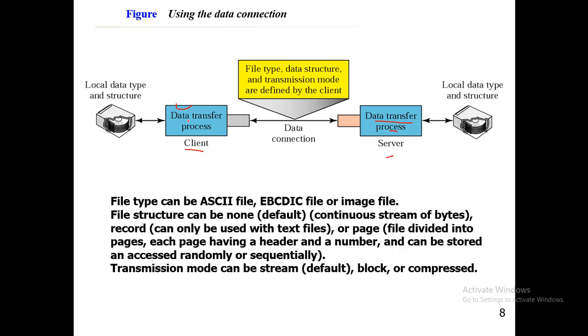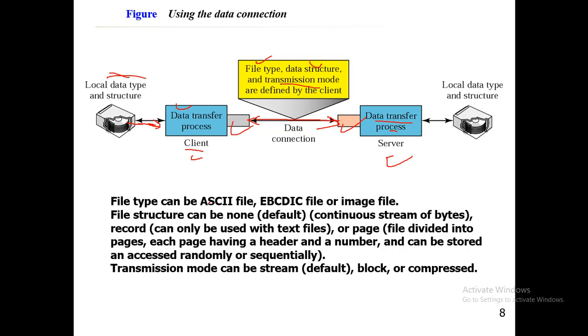So this is your data transfer process for the client, and this is your data transfer process for the server, and these are some local memories or data structures attached to them, so that you can copy or move any file you want to a memory location. And these are two ports. In between those ports there is a data connection, and this data connection can be of any file type, data structure, or transmission mode. Basically it is defined by the client, which type of data connection he or she wants.